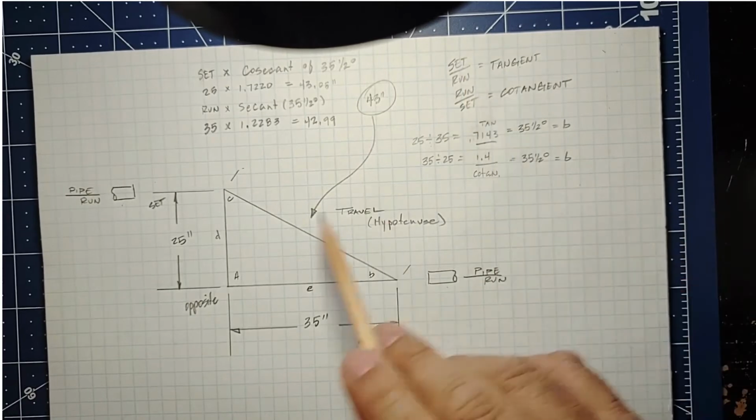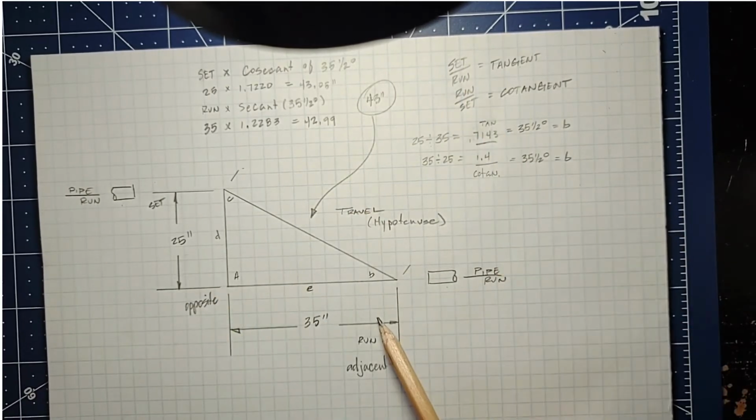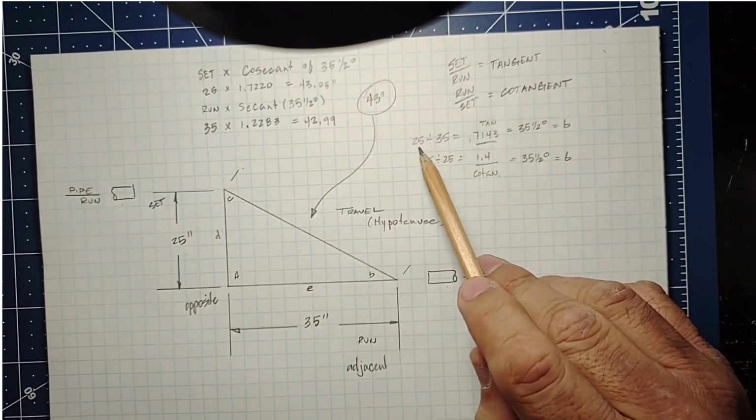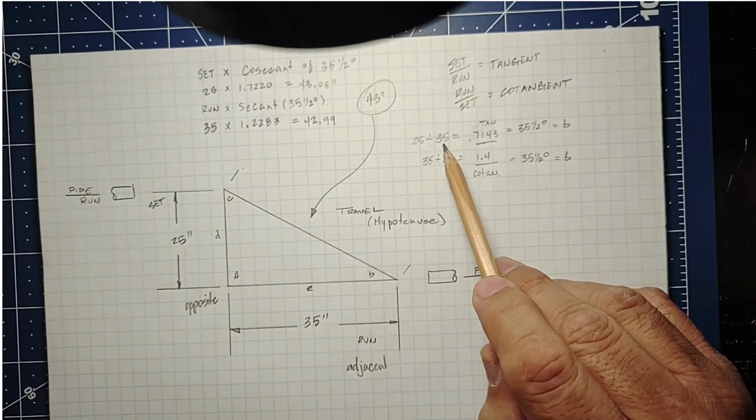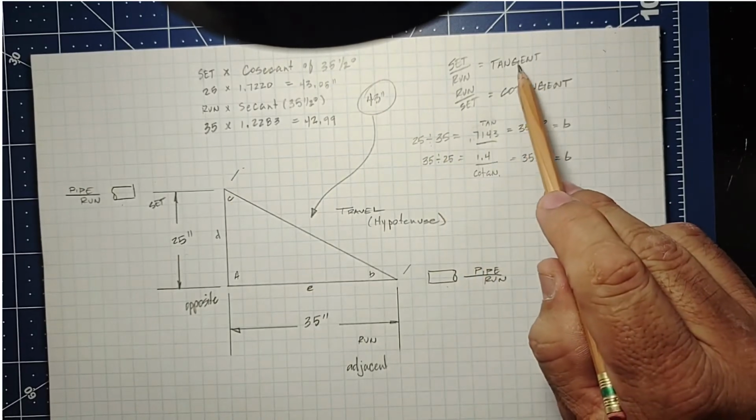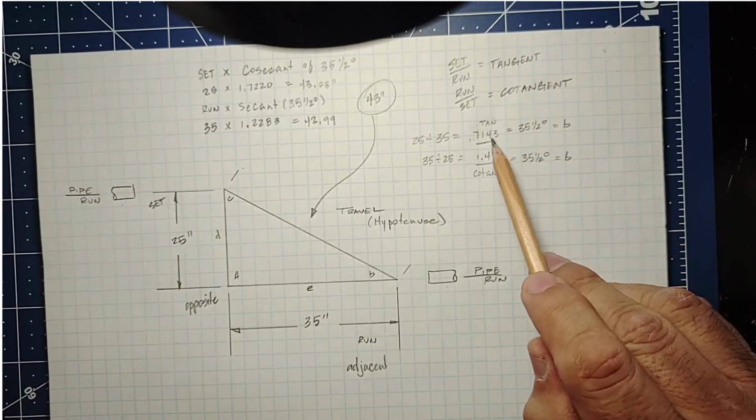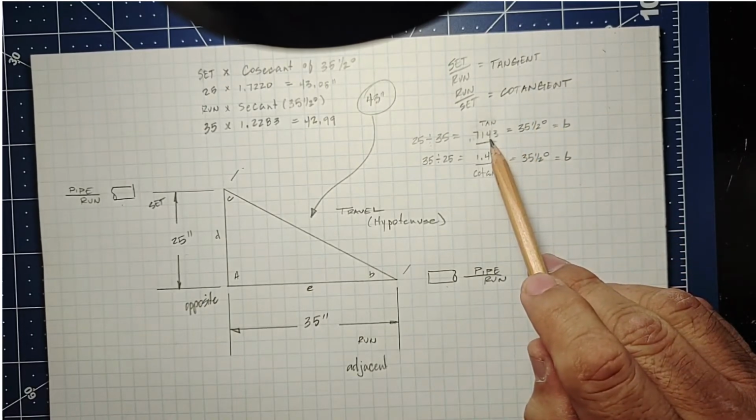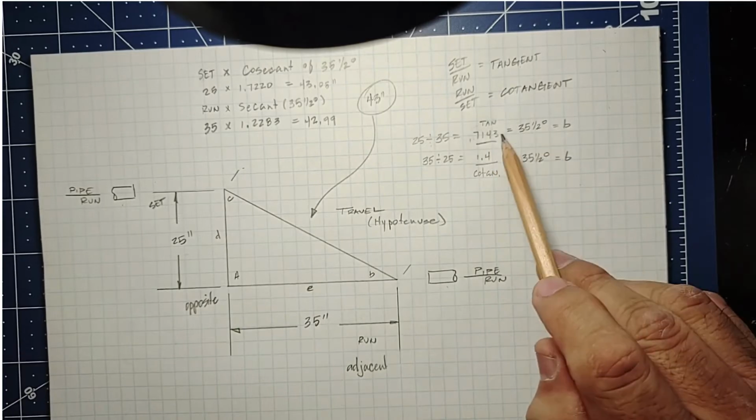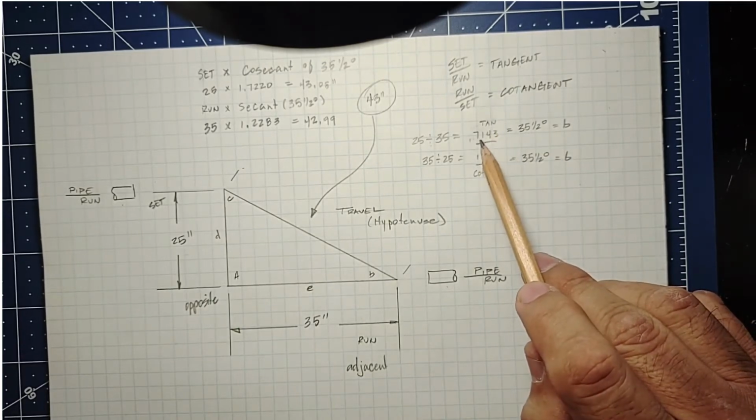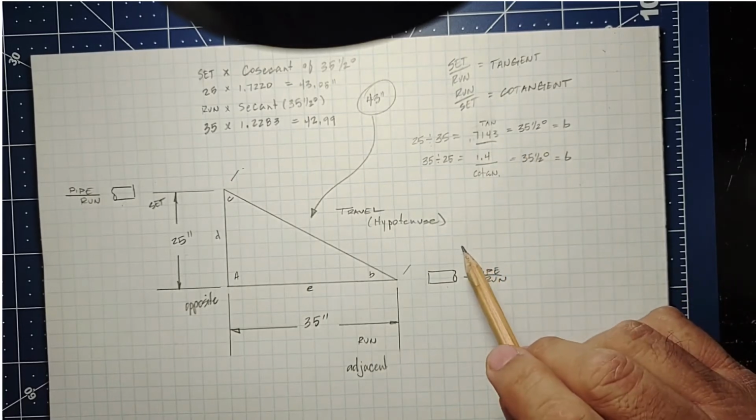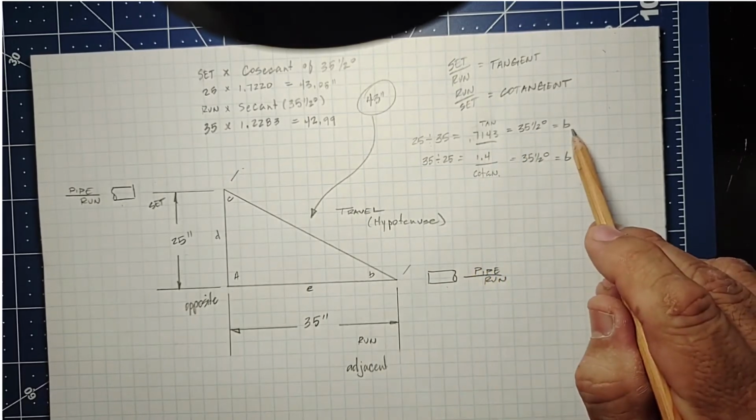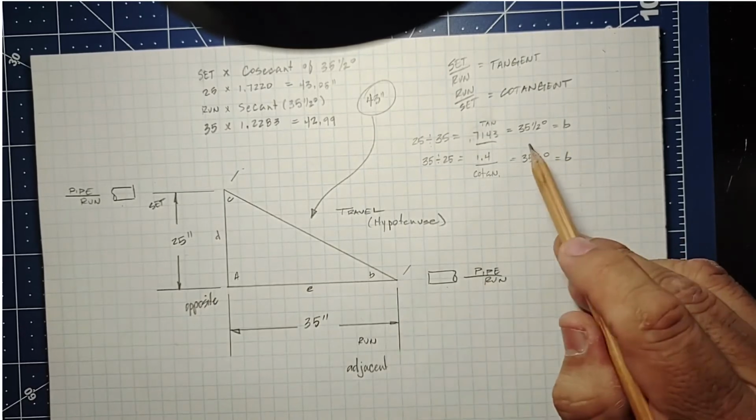We know that our set is 25 inches. We know that our run is 35 inches. So let's go 25 divided by 35. That's going to give us our tangent. If you go to your trigonometry table and look down tangent and find .7143, that's going to give you an angle of 35.5 degrees. So we know that B, this angle here, is 35.5.